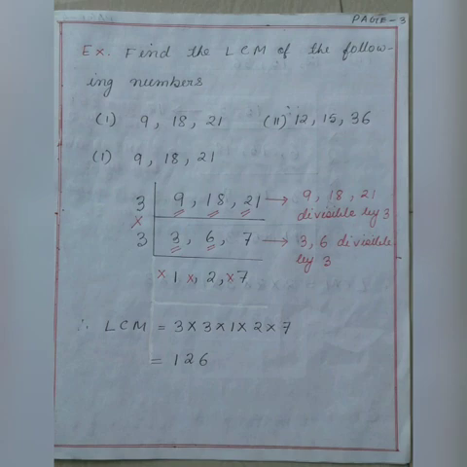I can see 9, 18 and 21, I cannot divide by 2 because only 18 is divisible by 2. There should be at least two numbers which are divisible by the prime number. So I shall check with the next prime number, that is 3. If I divide 9 by 3, I get 3. If I divide 18 by 3, I get 6. If I divide 21 by 3, I get 7.